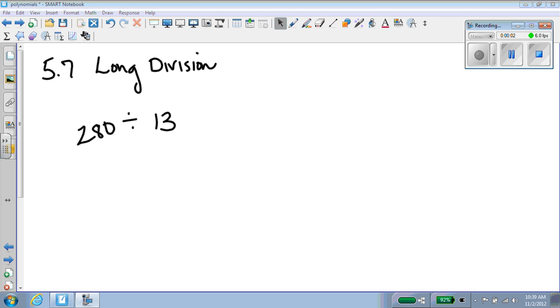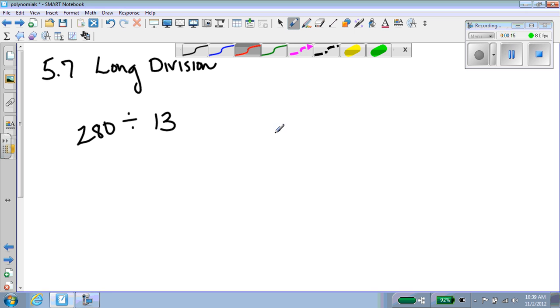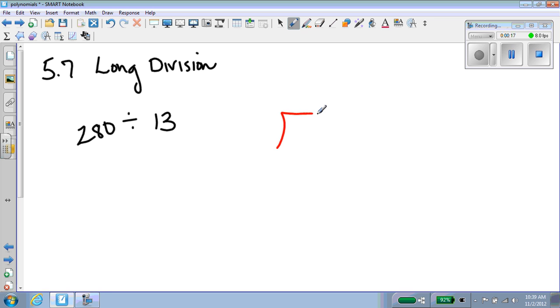Remember your old friend long division? We're going to bring him back. There was a reason to learn long division, and it might not have been because of numbers. It is definitely because of polynomials. So let's recall long division.